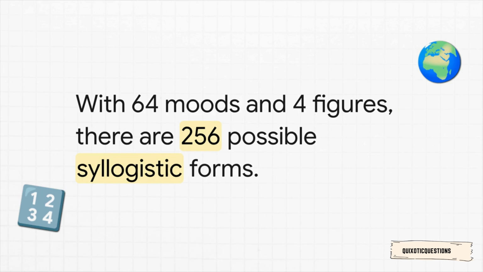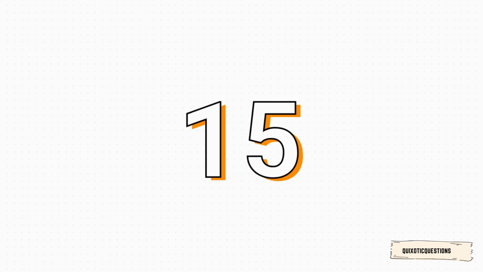So now let's just zoom out for a second. We've just looked at one specific argument, but how many of these possible structures are there? Well, with 64 possible moods and 4 possible figures, it turns out there are a total of 256 unique forms a categorical syllogism can take. And out of all 256 of those possible argument shapes, how many do you think are actually logically valid? Just 15. That's it.